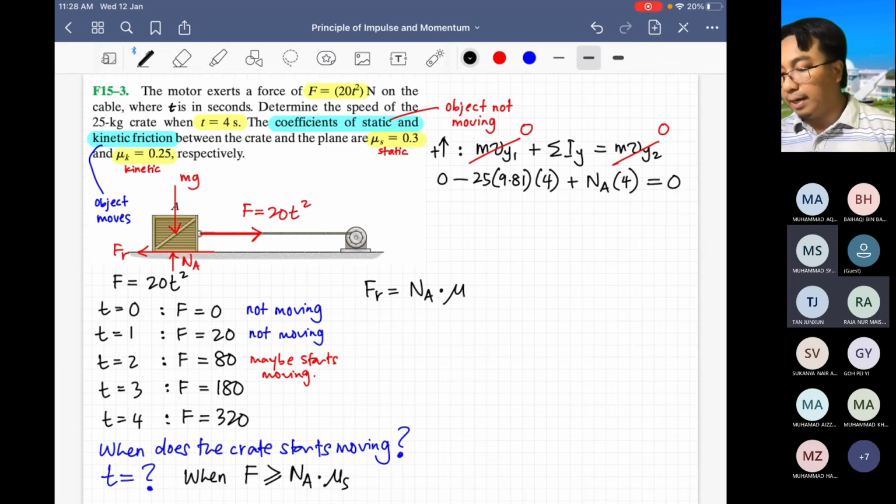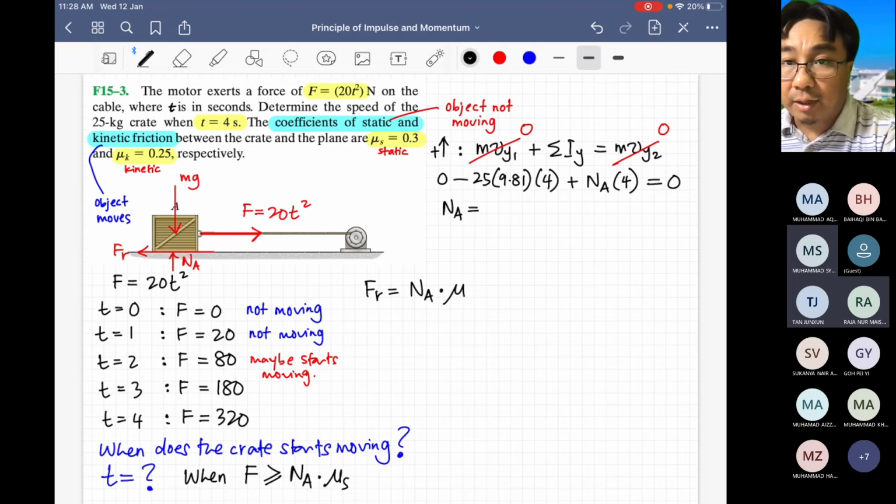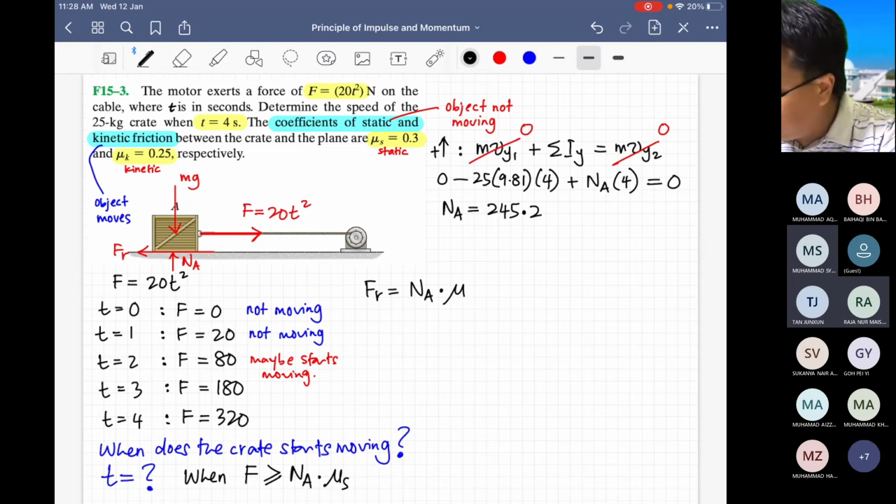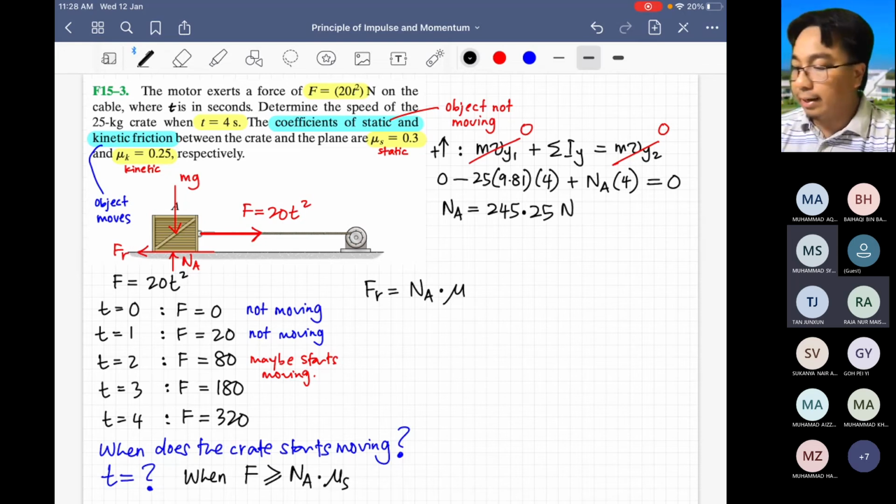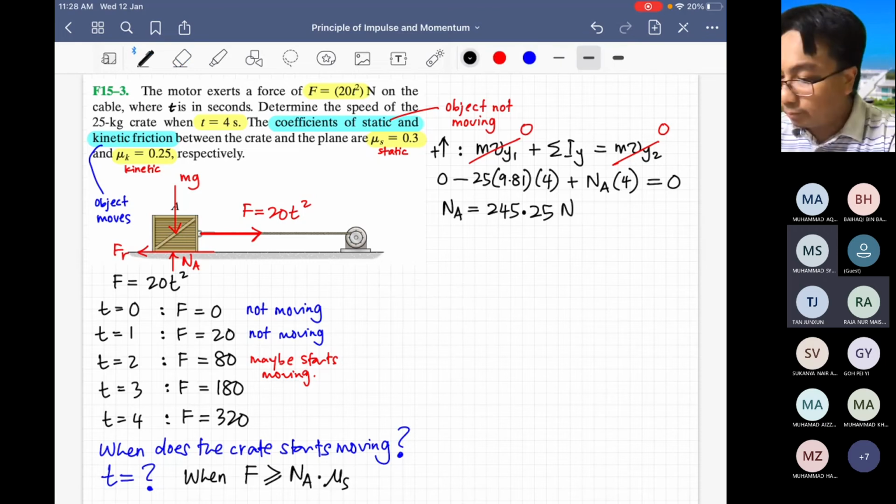Okay. F sekarang ni tak ada dalam y-axis. The force yang menarik crate tu hanya dalam x-axis. So dekat sini kita dah dapat Na sama dengan berapa? So we have Na is equal to 245.25 Newton. This is Na. Okay. Saya padam dulu yang ni.